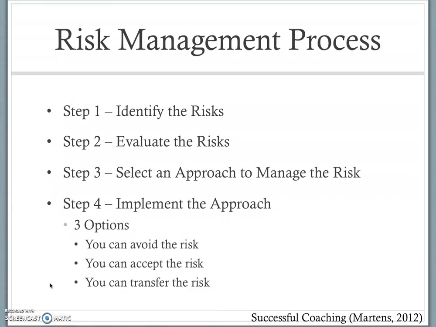The objective of risk management is to produce the safest environment possible. To do this, follow this 4-step process. Step 1. Identify the risks. These may vary depending upon the sport in which you coach. Step 2. Evaluate the risk. Assign a probability to the likelihood that each risk may lead to an injury and the severity of that injury.